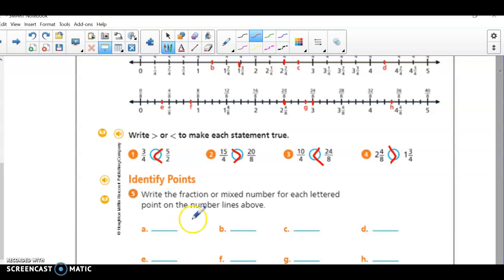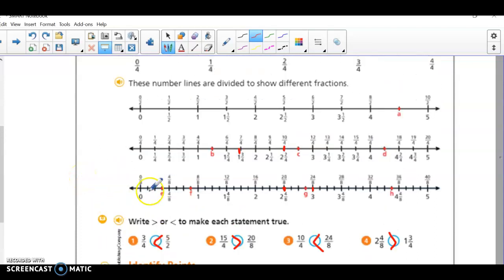Let's do A and B together for number 5, and then I'll have you work on the rest. Okay? So what you're doing is trying to find the point and write either the fraction or the mixed number. If you want a challenge, try to do them both. Okay? So let's look at A and let's see if we can find it. A is here, right? This is our halves number line. And so I see 8 halves right here. And so each of these is going up 1 more half. So 8 to 9 halves. Okay? So I would label it as 9 halves.